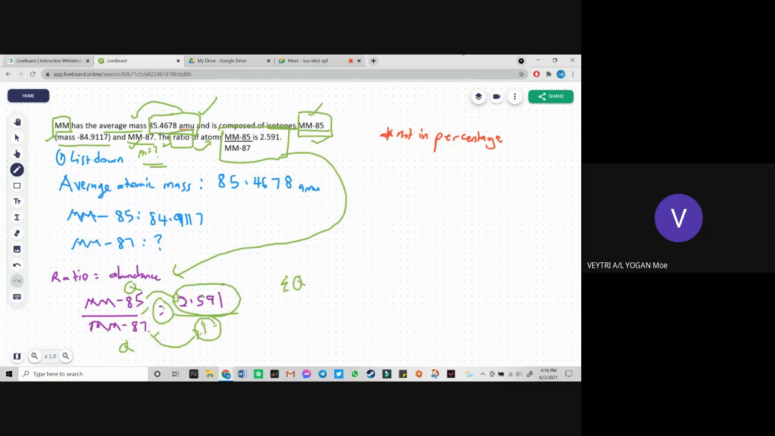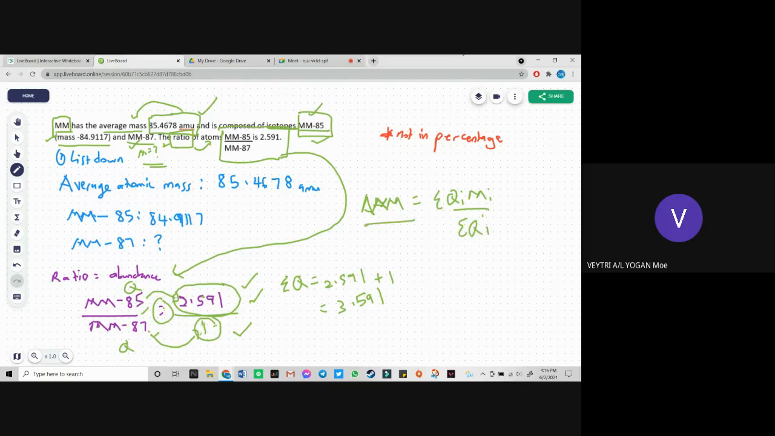Automatically, summation of Q atau total abundance is 2.591 tambah 1. You get 3.591. Kenapa? Abundance of this diberi. Abundance of this, you can get it through your own mathematical reasoning. Okay, 1. So basically, nampak ratio, snap, it's abundance. Okay? So sekarang, abundance untuk MM85 sudah ada dalam average atomic mass. So you're going to get EKI.